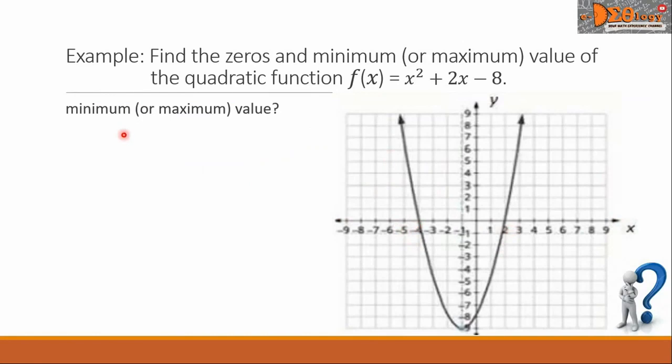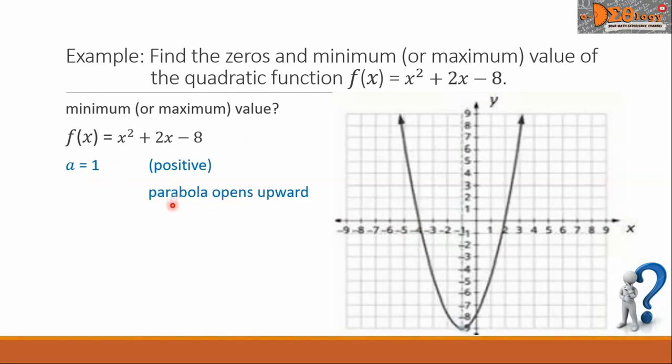Now let us find the minimum or maximum value. First, let us copy our function and take note that a equals 1. We know that a is the coefficient of our x squared, and this one is a positive value. So it means we have a parabola here that opens upward. It means we are looking at a minimum value, and this is the lowest value.